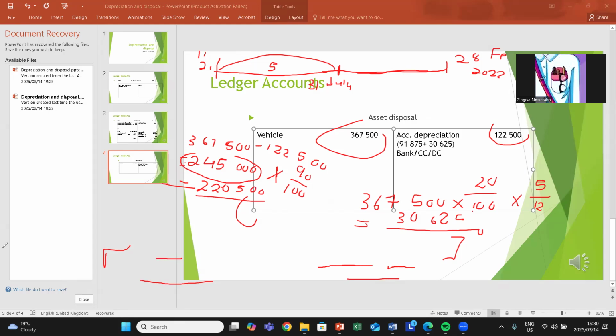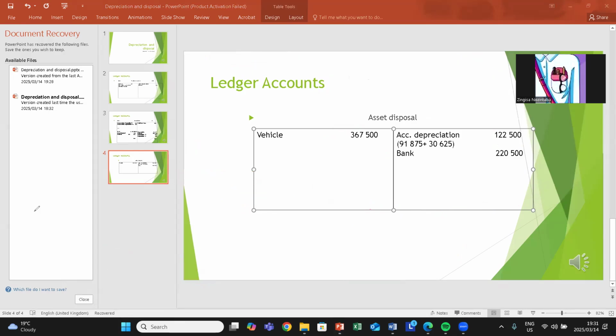Yeah, 220,500. And then you write it as bank. You receive cash, right? You receive cash. And then here you write 220,500. And then when you're at this point, you'll check which side is the bigger side. Let's add our credit side to see how much we actually get. So let's say 220,500 plus 122,500. And then we get 343,000 rand.